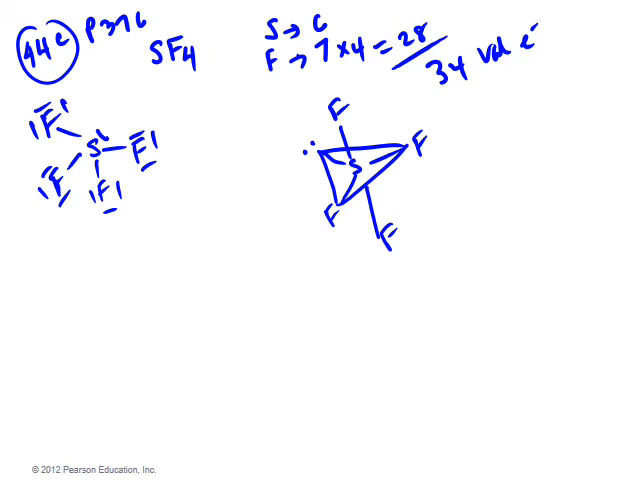Sulfur-fluorine bond is a polar bond. Fluorine is more electronegative than sulfur. Just by knowing their location in the periodic table, I can tell that, because fluorine is on the right hand side and sulfur is under oxygen, even less electronegative than oxygen. So fluorine is pulling electron away from sulfur, so there'll be an arrow like this. That's dipole moment.